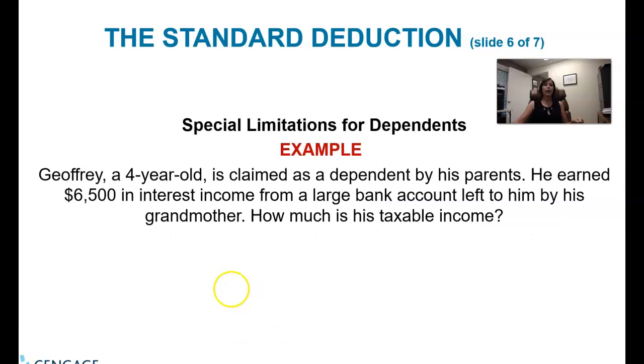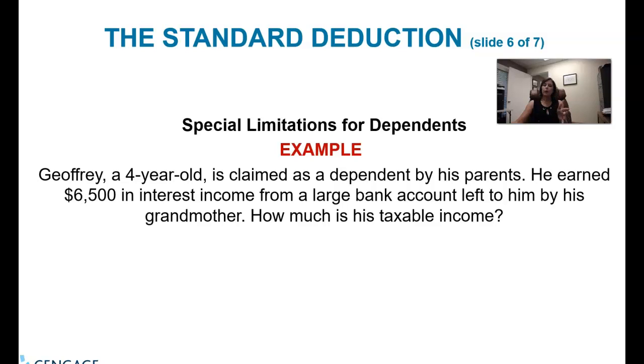Now let's contrast that with Jeffrey. Now Jeffrey's 4, and he's claimed as a dependent by his parents, rightfully so. He earned $6,500 in interest income from a large bank account left to him by his grandmother. Go Jeffrey. So how much is taxable?